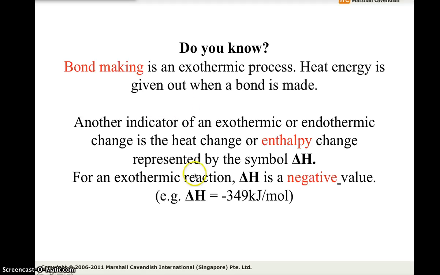This part here is a little tricky. We're going to learn about a new term called enthalpy change. We can use the symbol delta H to represent enthalpy change. Enthalpy change, to put it very simply, is the heat change. It can have a negative value, it can have a positive value. But for an exothermic reaction, delta H is a negative value. Let me briefly explain why.